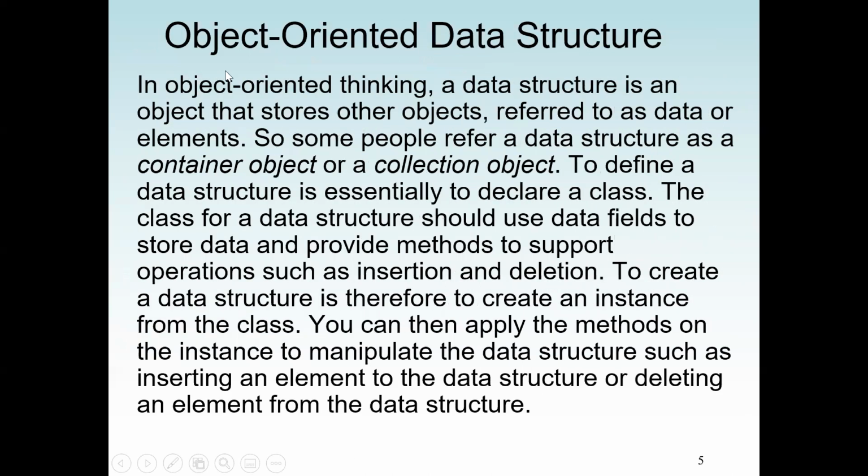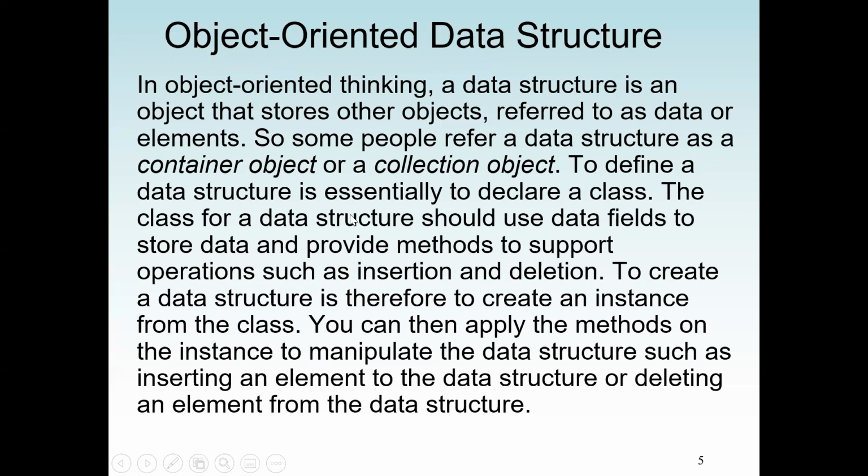Next we talk about object-oriented data structures. Here we say in terms of object-oriented thinking, a data structure is an object that stores other objects. For example, a linked list is a data structure. It's an object that stores other objects. These are referred to as data or elements. So some people refer to a data structure as a container object or a collection object.